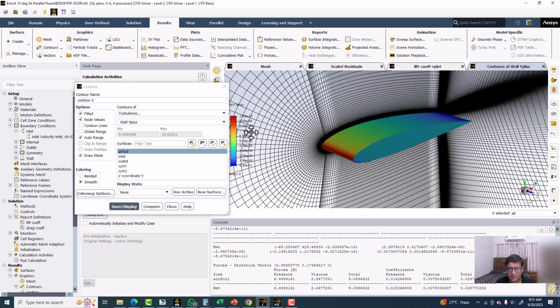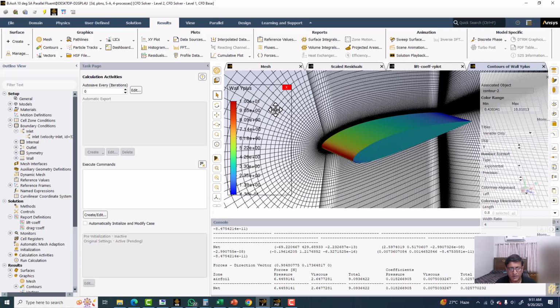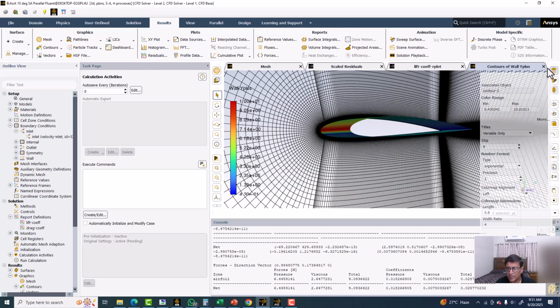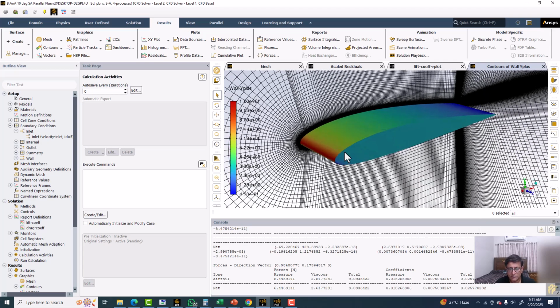So definitely I would suggest that you run the cases with 2 or 3 meshes, and then find out which one gives you results which are mesh independent. Okay, this is a very important step, and we will cover that also. Anyhow, right now for demonstration and teaching purposes this is okay, and definitely we will go through the mesh independence steps as well.